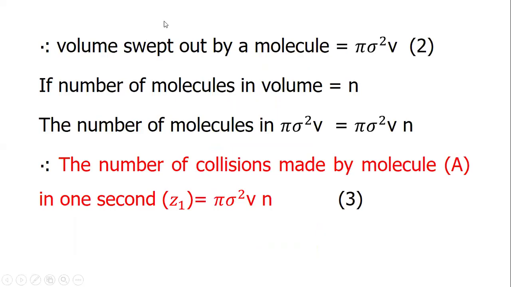The volume swept out by a molecule is pi sigma squared v. If the number of molecules per unit volume is n, the number of molecules in the swept volume equals pi sigma squared v n. So the number of collisions made by molecule A in 1 second is pi sigma squared v n.